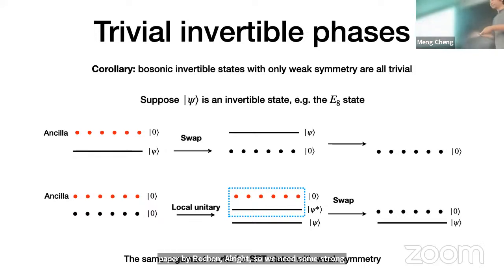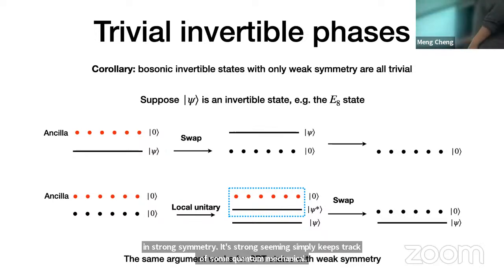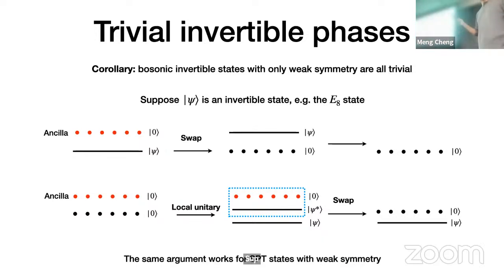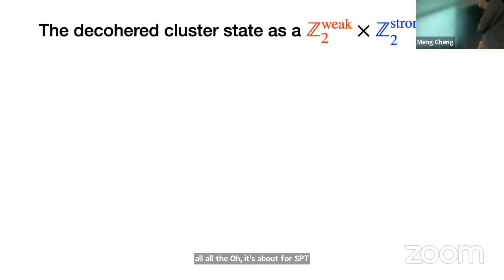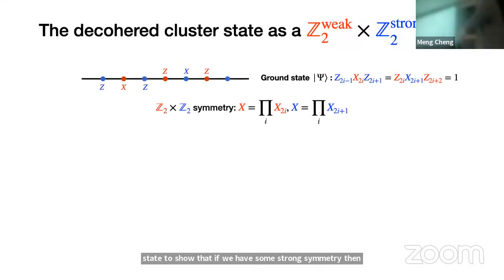I think the lesson is that the quantumness is encoded in strong symmetry. Strong symmetry keeps track of some quantum mechanical superposition property, the phase information. This phase is all it's about for SPT. So we need some strong symmetry. All right. So now let me get back to the example of the cluster state to show that if we have some strong symmetry, then this thing is still interesting, there's some non-trivialness about this state.